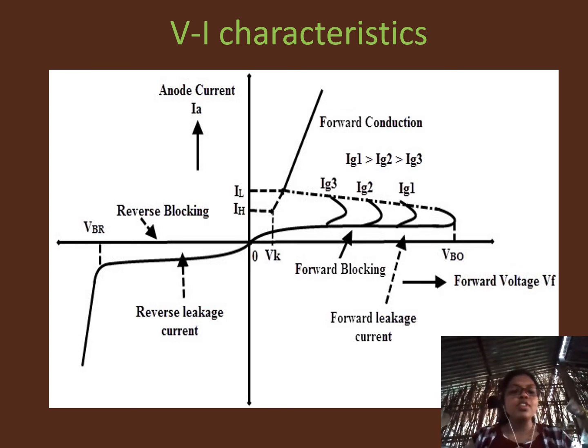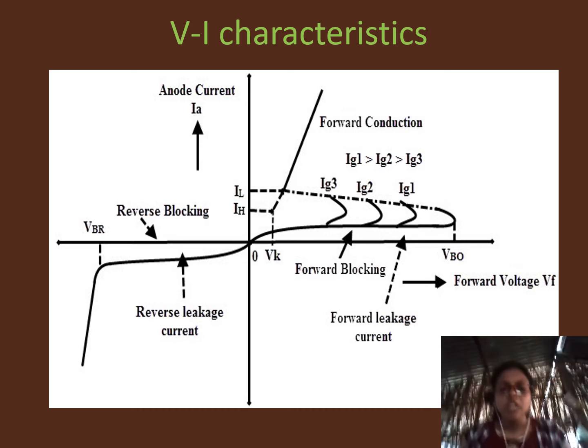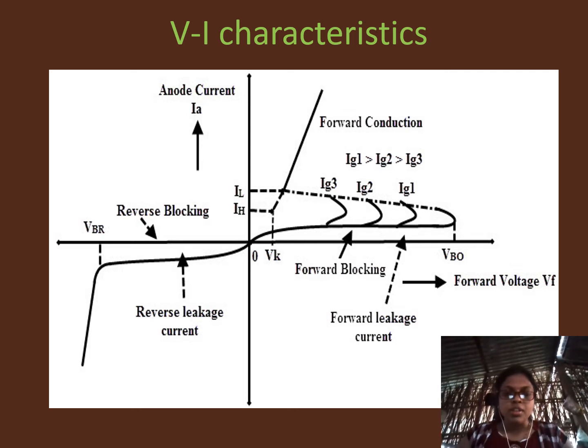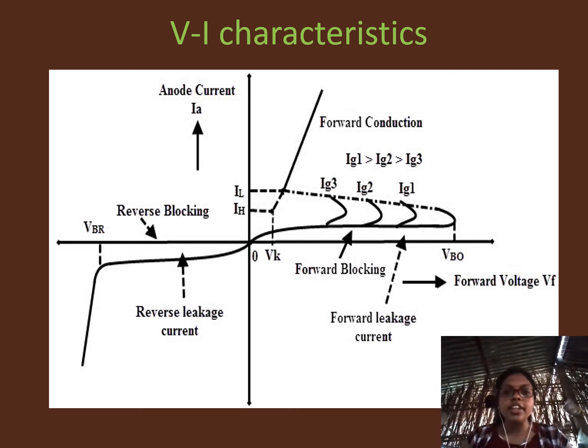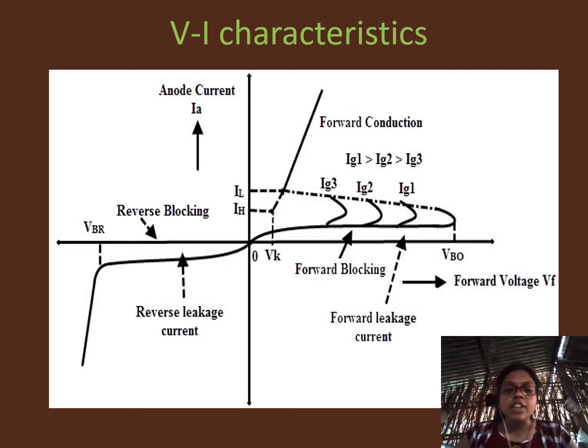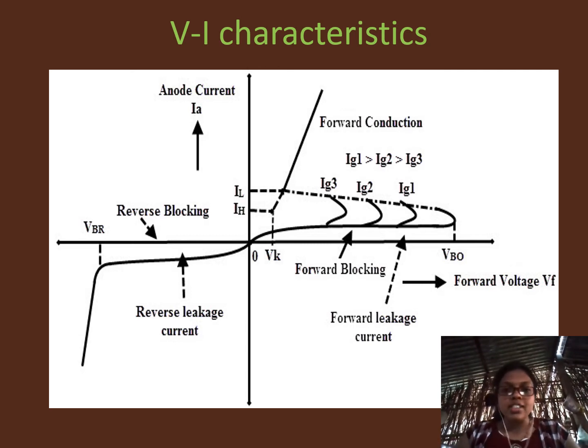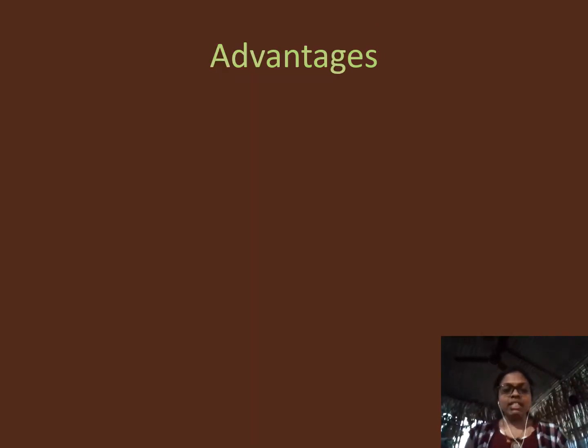And in reverse blocking mode, when the given supply is reversed, meaning the anode is connected to the negative terminal of the battery and the cathode is connected to the positive terminal of the battery, then we can say our device is reverse biased, and in the reverse biased condition our SCR remains off.